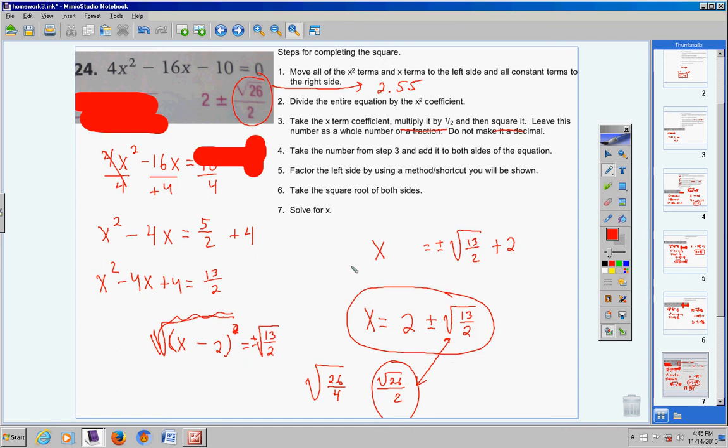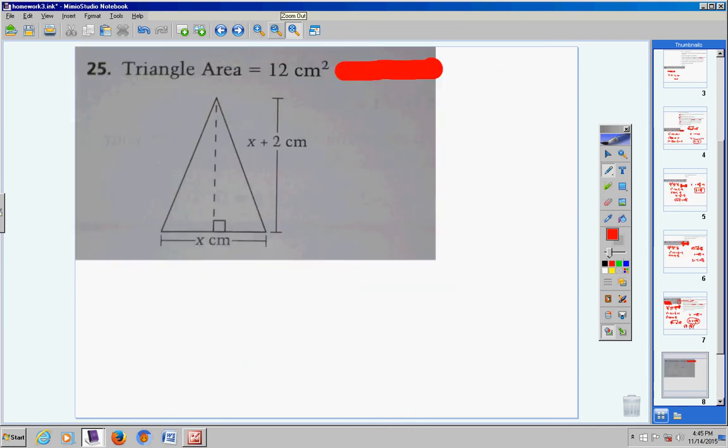Okay? Alright, moving on. Number 25. The directions for 25 and 26 say to find the dimensions of the figure. Now, when they say find the dimensions, they're not saying solve for x. I mean, don't misunderstand me. We're going to solve for x. But after we solve for x, we're not finished. They want us to find the length of the base and the length of the height. Okay? So we first must find x.